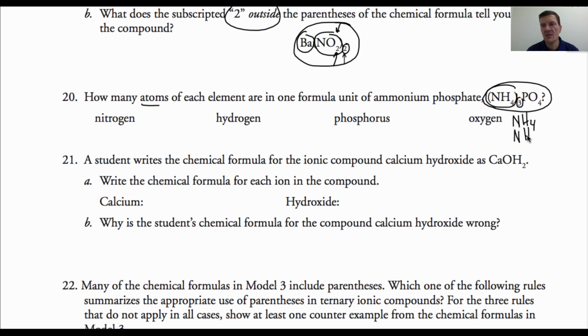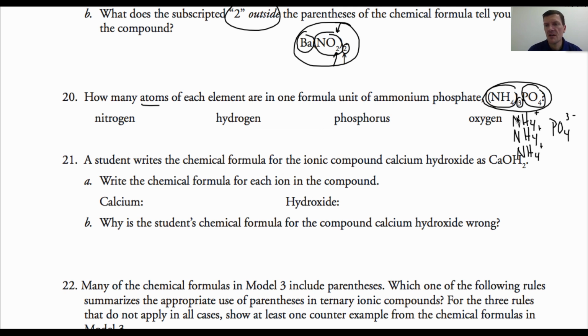I've got actually 3 of these. And then the PO4, it's not in parentheses, so I just have a single PO4 group. Each ammonium is a +1. The phosphate is a 3 negative. That's why you need 3 ammoniums to match the -3 on the phosphate.